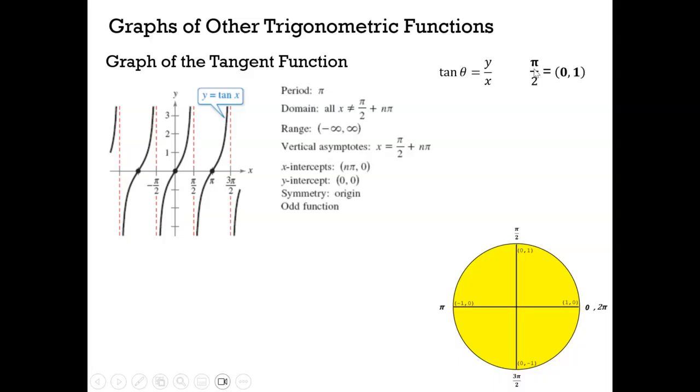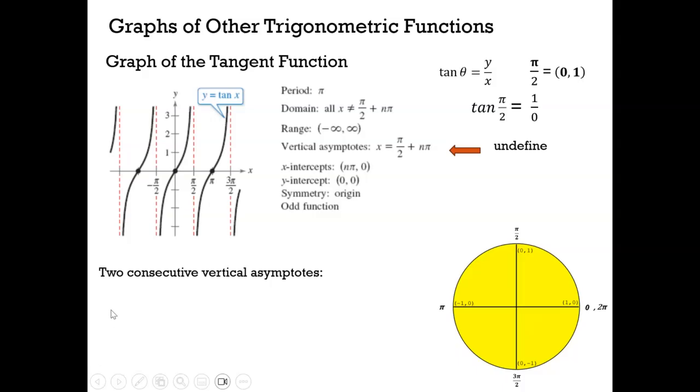So at pi over 2, it's going to be 0, 1. So what's that? It's y over x, so 1 divided by 0 is undefined. That's why at every pi over 2 it's undefined. That's why you have those vertical asymptotes. That's why it says here that every x equals pi over 2 plus n pi is undefined. Again, every pi over 2 is undefined. So if we keep adding pi, all these will be vertical asymptotes.